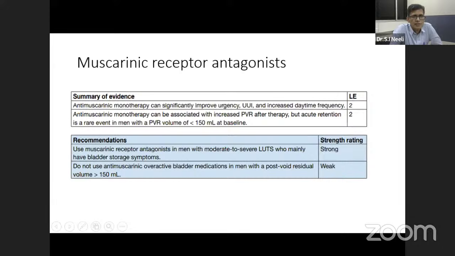So it has been recommended to use antimuscarinic agents in men with moderate to severe LUTS who mainly have bladder storage symptoms. And it is recommended not to use antimuscarinic overactive bladder medications in men with a high post-void residue, that is, residual urine of more than 150 ml.